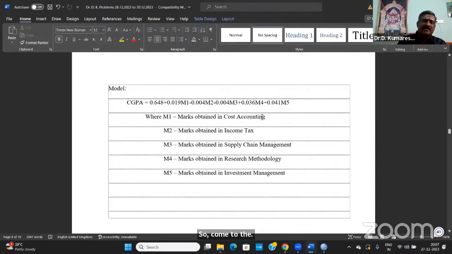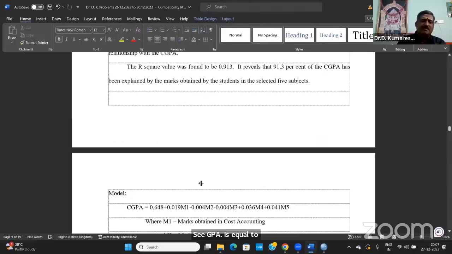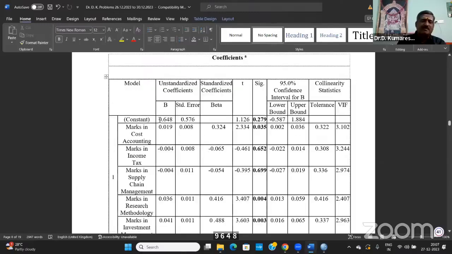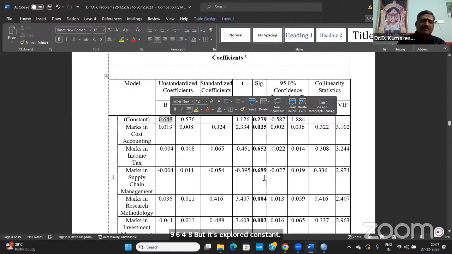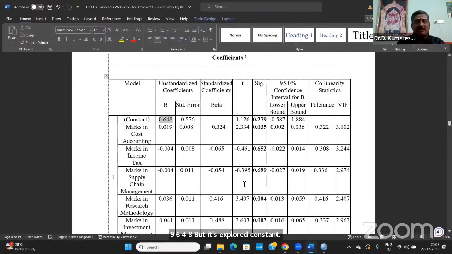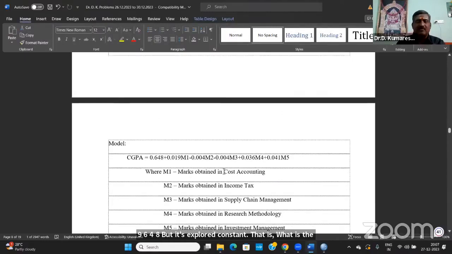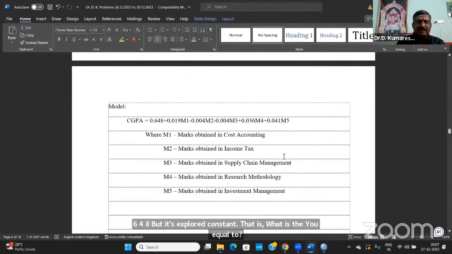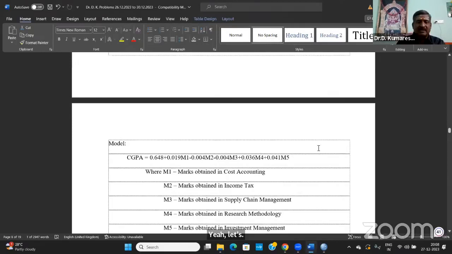CGPA is equal to 0.648. What is 0.648? Constant. That is the A value. What is the equation? Y equals A plus B1x1 plus B2x2 plus B3x3 plus B4x4 plus B5x5.